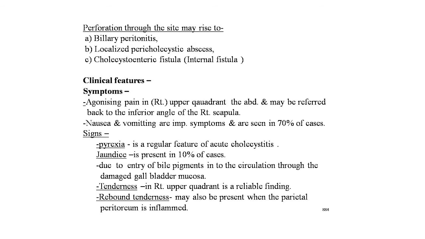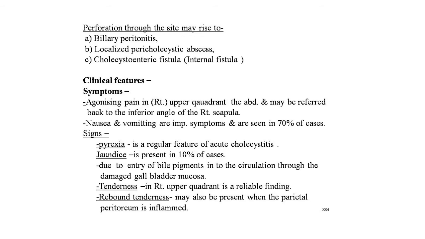Clinical features. Symptoms: agonizing pain in the right upper quadrant of the abdomen, which may be referred to the inferior angle of the right scapula. Nausea and vomiting are important symptoms, seen in 70% of the cases. Signs: pyrexia, jaundice, tenderness, rebound tenderness. Pyrexia is a regular feature of acute cholecystitis. Jaundice is present in 10% of cases due to entry of bile pigments into the circulation through the damaged gallbladder mucosa. Tenderness in the right upper quadrant is a reliable finding.